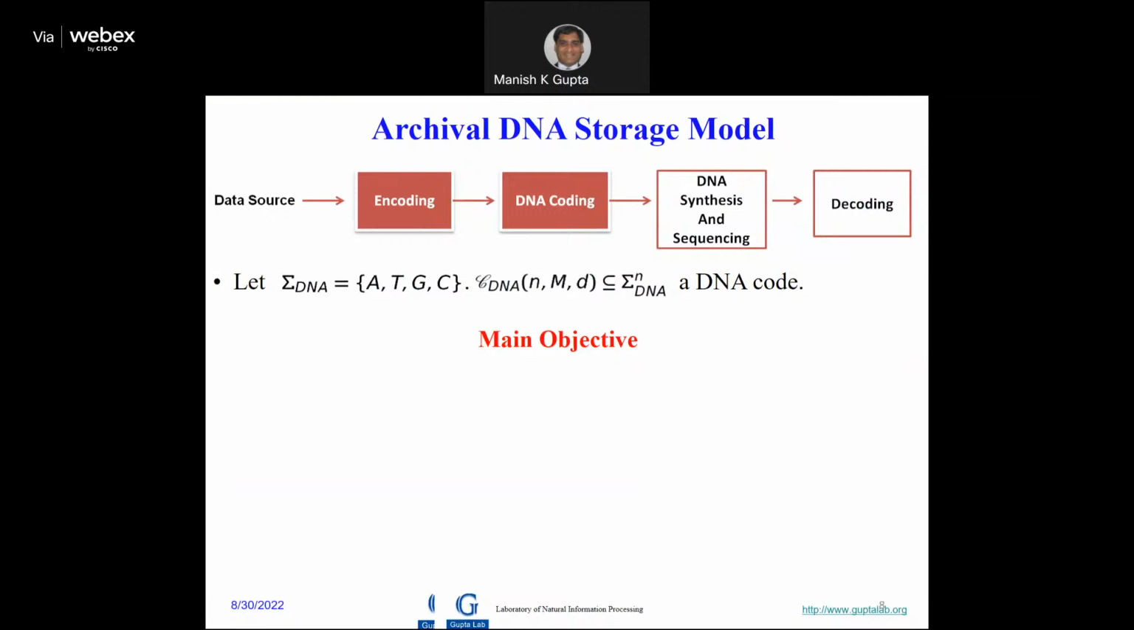So what is our main objective here? Minimum Hamming distance among the DNA strings where we are storing the data. Actually it's all rough. People assume that if the Hamming distance is at least this threshold, we know that we can correct this many errors. I'll show you in our work how it actually works.